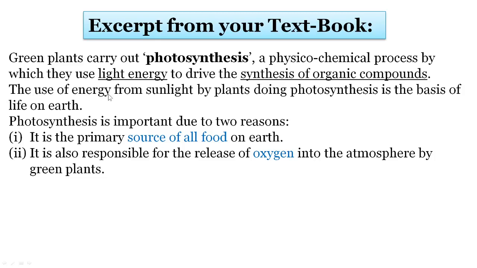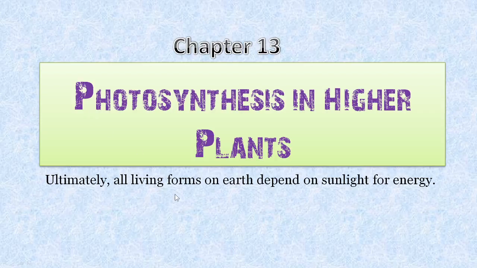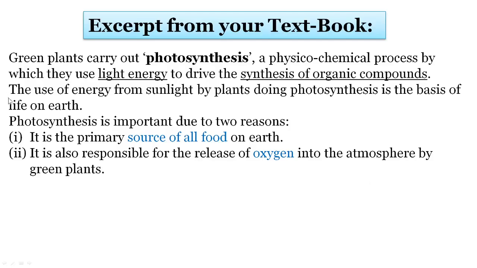Now, the use of energy from the sunlight by plants doing photosynthesis is the basis of life on earth. So that's why I told you, right? Ultimately, all living forms on earth depend on sunlight for energy. The use of energy from the sunlight by green plants by doing photosynthesis is the basis of life on earth.